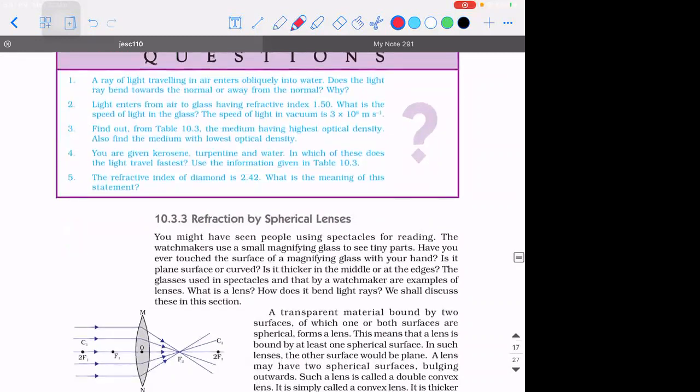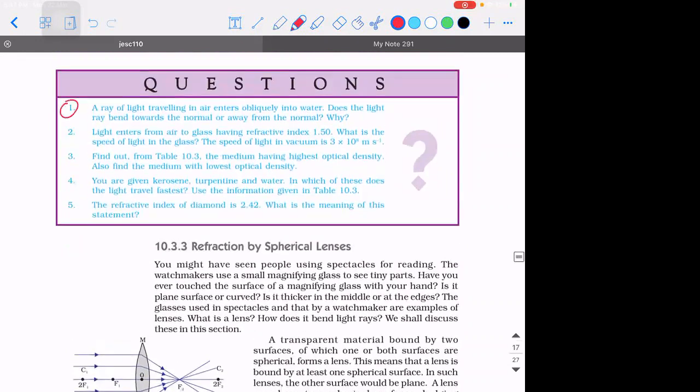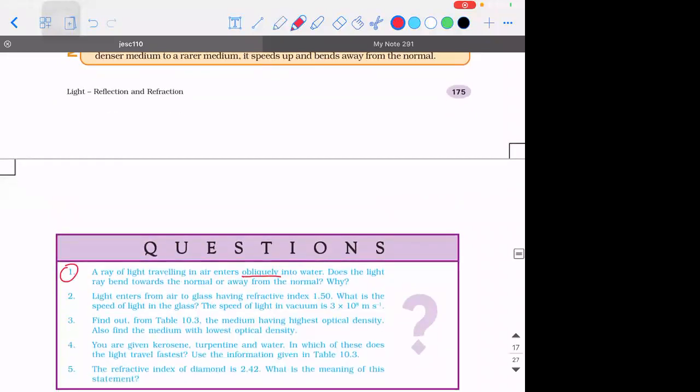Now, let's do some questions. A ray of light traveling in air enters obliquely, that is, slanting, into water. Does the light ray bend towards the normal or away from the normal? Towards the normal. How do you know that? Because when it travels from a rarer to a denser medium, it bends towards the normal. Air is a rarer medium and water is a denser medium.